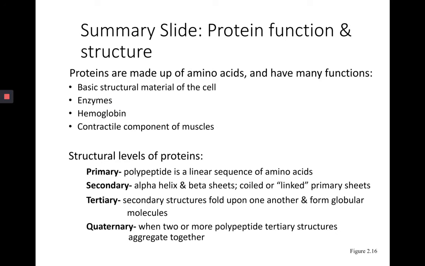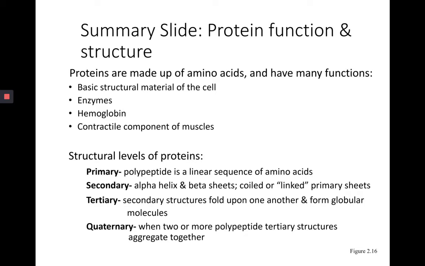So just a summary of what we've been looking at. We know proteins are made of amino acids because amino acids are the monomer of proteins, which are going to be polymers. They have structural and functional properties. We've talked about enzymes. An example of a really large quaternary protein was hemoglobin.